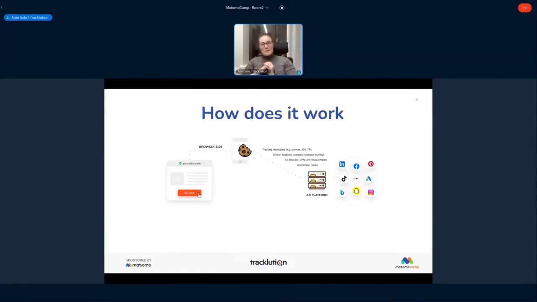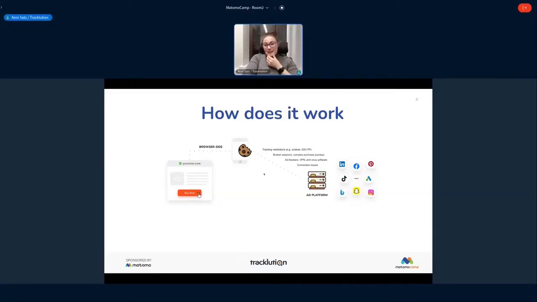Which means that, if we are all somewhat technical here, we know the basics of how algorithms work: for them to work, they need data. And basically, the quality of data you give to the algorithm is what you get out of the algorithm. So that's why it's super important to implement these pixels or some kind of conversion tracking and deliver this data back to the ad platforms that you are running campaigns in.